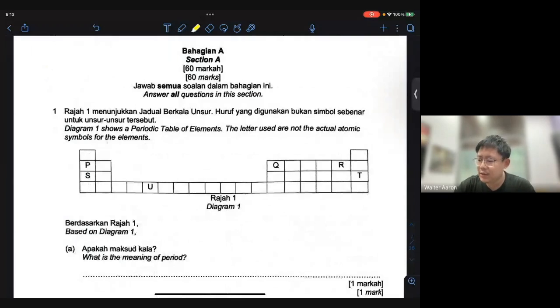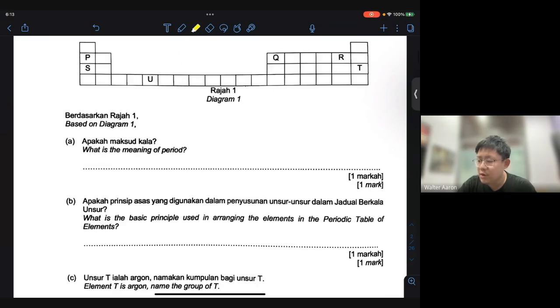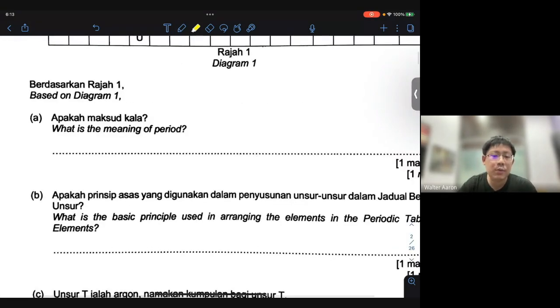For number 1, diagram 1 shows the periodic table of elements. Then they say the letters used are not the actual atomic symbols for the elements. So they give you P, Q, R, S, T, U. Based on diagram 1, what is the meaning of period? They ask you to define what period is. It is actually the horizontal row of the periodic table. So you can put here the horizontal row in the periodic table.